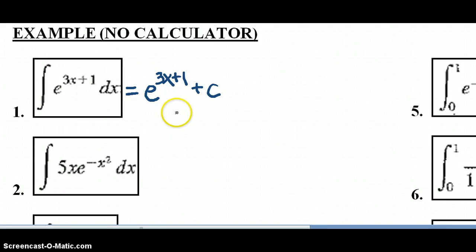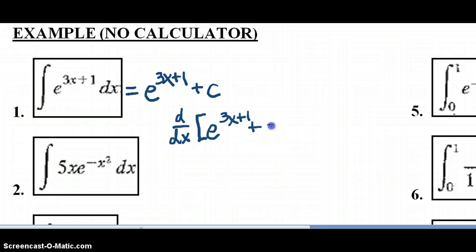If only it were that easy, but unfortunately it's not, and we're going to show that that answer is incorrect by taking the derivative of our answer. That's the nice thing about integrating, is you can always take the derivative of your answer and check. So if we take the derivative with respect to x of e to the 3x plus 1 power plus c, we're going to find out that we do not get back to what we started with.